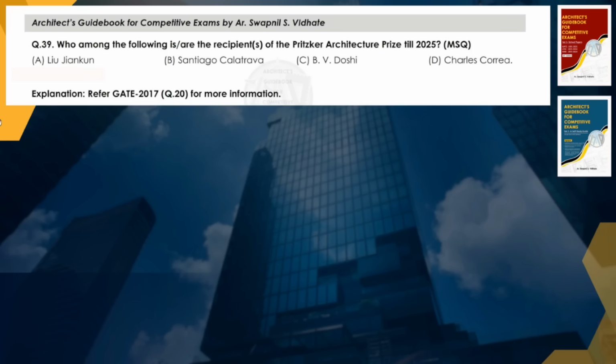So you can see that Santiago Calatrava and Charles Correa have not won this particular award till date. And Liu Jiakun recently won this award in the year 2024. And B. V. Doshi is the only Indian architect who has won the Pritzker Architecture Prize. So option A and option C will be the correct ones. Options B and D are the incorrect options here.